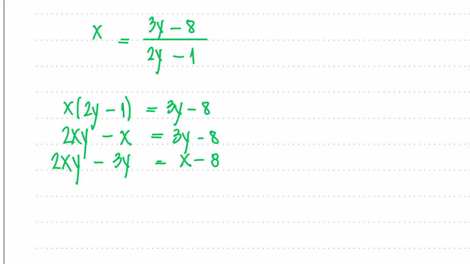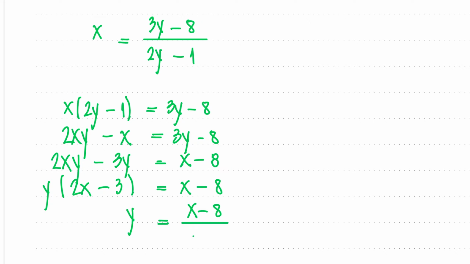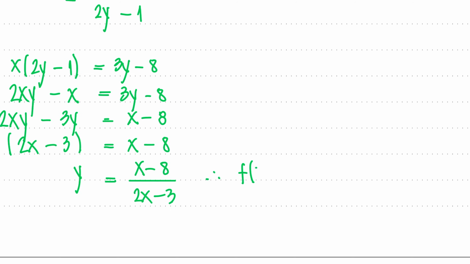We're going to factor out the y on the left-hand side, which is going to give us y times 2x minus 3 equal to x minus 8. And by dividing both sides by 2x minus 3, we get x minus 8 over 2x minus 3. Now, this is the last step, and by the way, just to restate, this is the inverse of the inverse, which means f of x. We get x minus 8 over 2x minus 3 as our f of x.